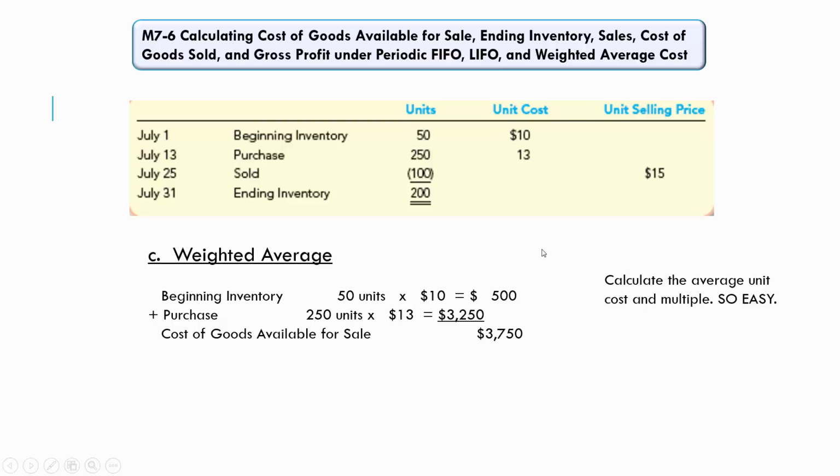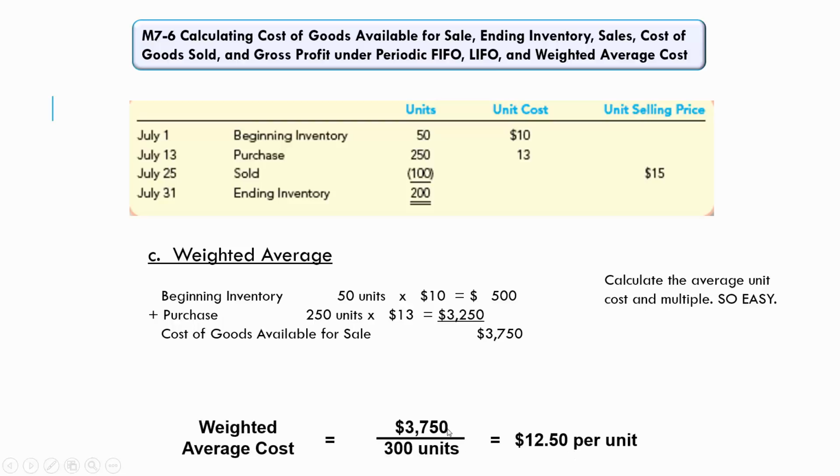Under weighted average, we said it was 3750 for goods available, and we can see up here goods available is 300 units. Therefore, the calculation's pretty easy. 3750 divided by 300 is 12.50 per unit. So multiply 12.50 times the 100 to get your cost of goods sold. Multiply 12.50 times 200 to get your ending inventory.